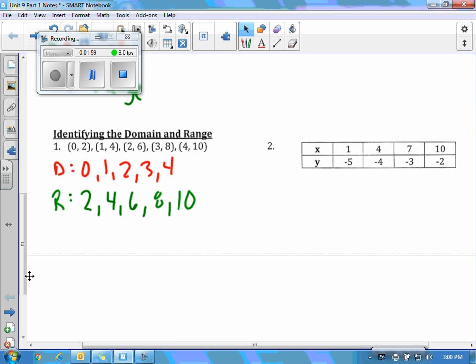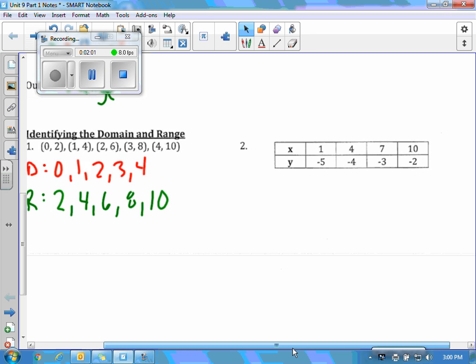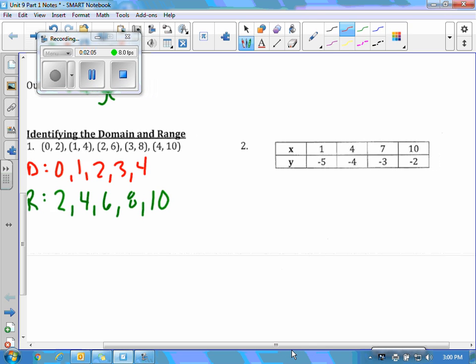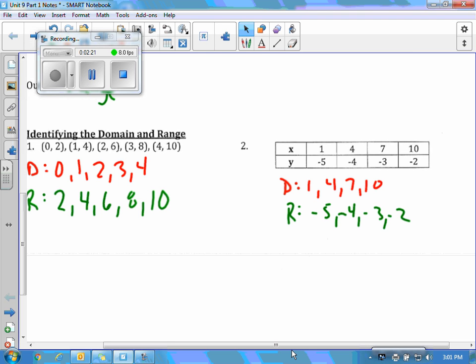So for number 2, we're doing the same thing. We'll want to identify the domain and range, but instead of having ordered pairs, they have a table here. But if you look at it, there's still ordered pairs because it's still an x with a y. So our domain is 1, 4, 7, and 10. And our range in this case would be -5, -4, -3, and -2. So the domain is all the x values, the range is all of the y values.